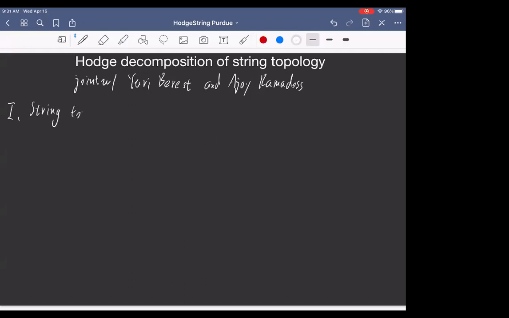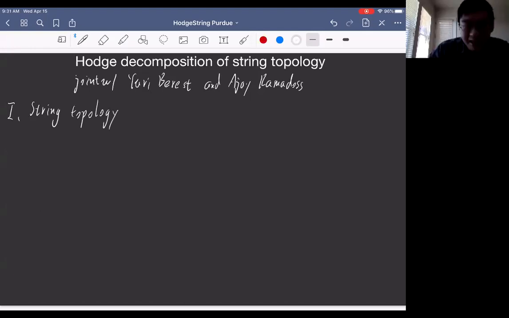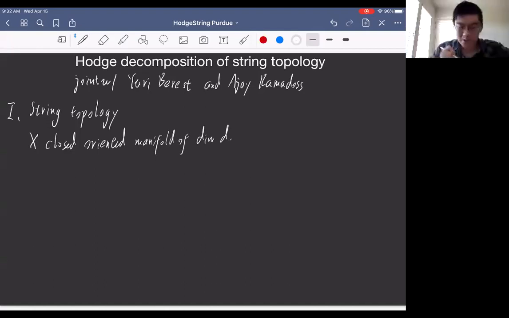I believe one of my friends, Florian Naef, gave a talk about string topology maybe a month ago. So he probably also introduced most of the terminologies in string topology. So I just briefly recall something I will use in my talk. So, all right. So let X be a closed oriented manifold of the dimension D. And throughout this talk, we always work with rational coefficients, homology and cohomology with coefficients in rational numbers.